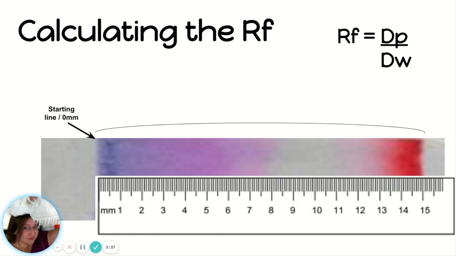And so that means basically that our red pigment traveled the entire distance of the filter paper. It traveled as far as our solvent did. And so that will end up being just 1 because it will equal out. So that explains how to calculate the retention factor when we're doing paper chromatography.